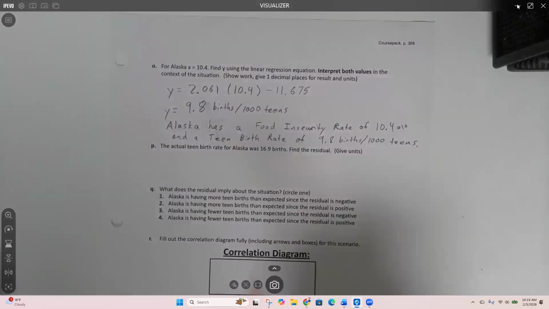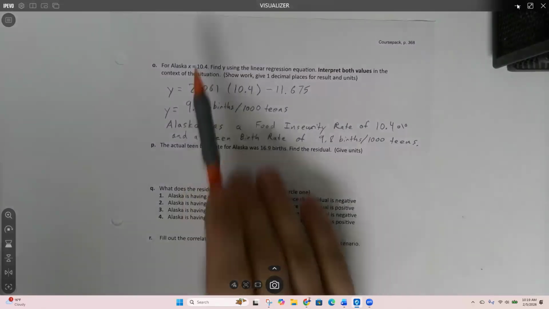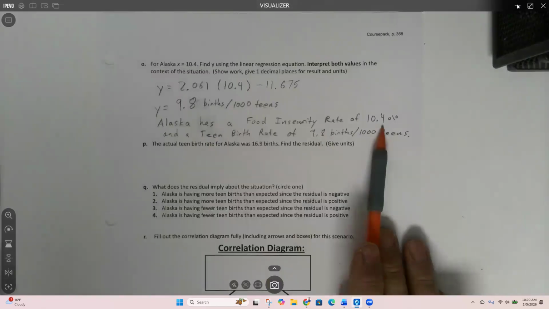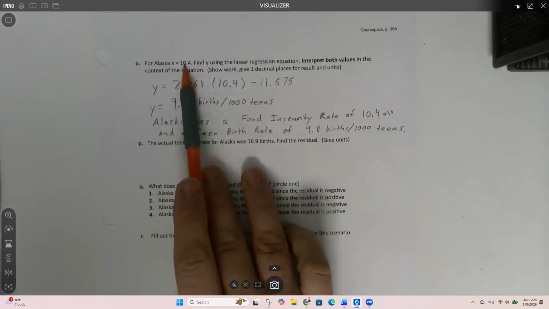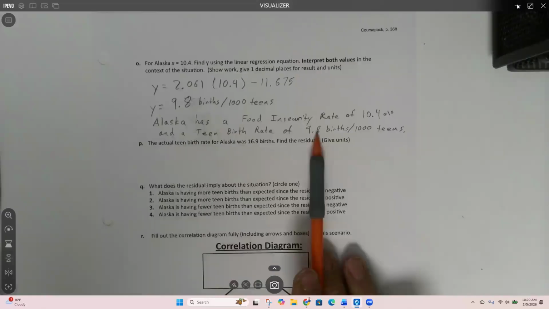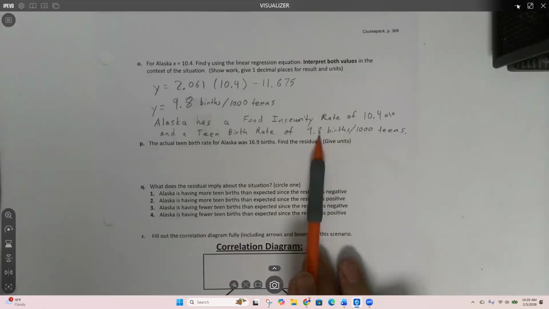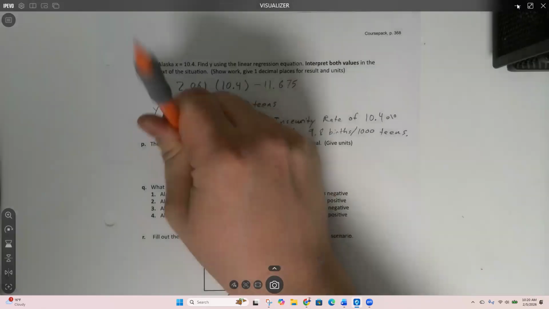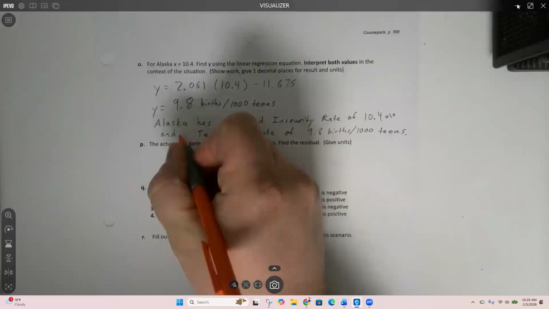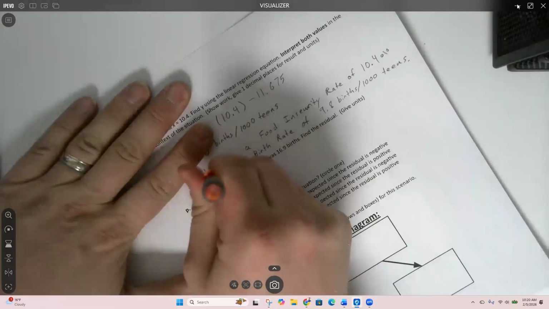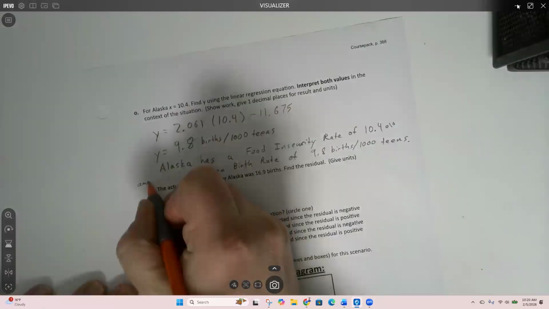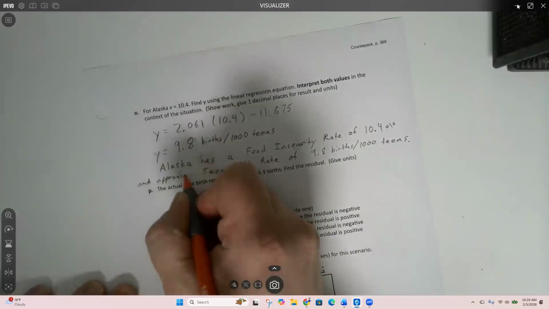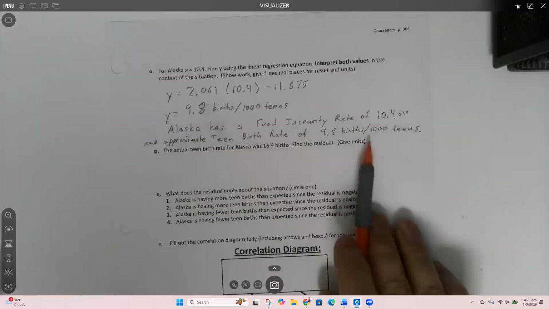Now, Alaska has a food insecurity rate of 10.4%. Yes. Okay, that's what they told us. A teen birth rate of 9.8. That's actually not correct. So we could say, and an approximate teen birth rate of 9.8.